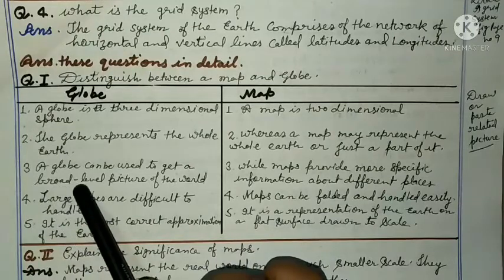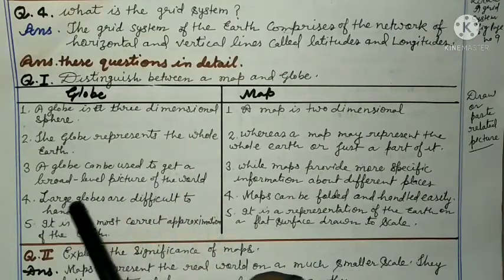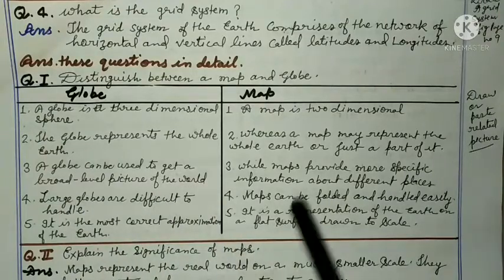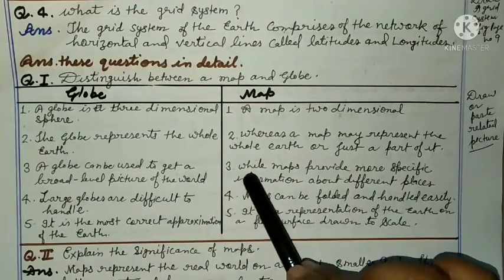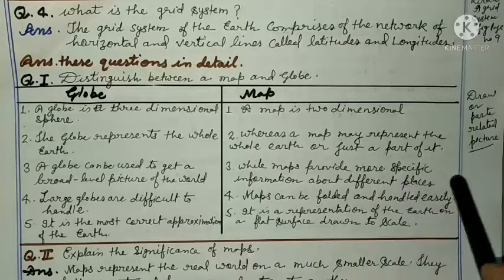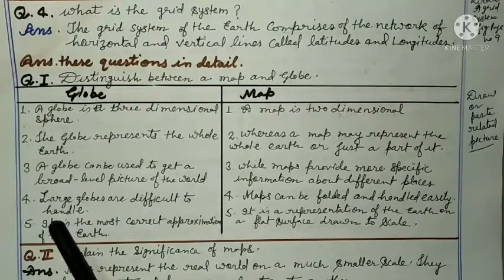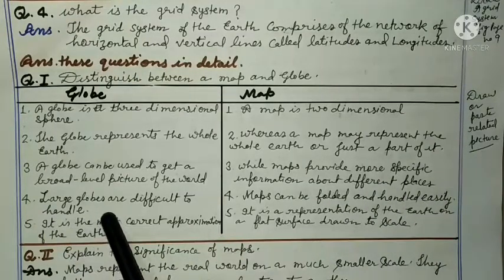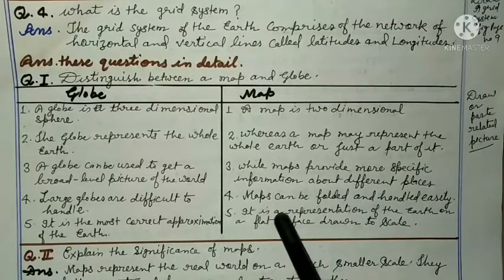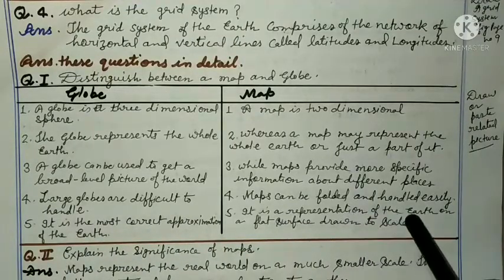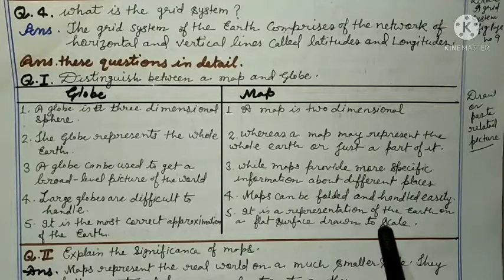Globe: a globe can be used to get a broad level picture of the world. Map: maps provide more specific information about different places. Globe: large globes are difficult to handle. Map: it can be folded and handled easily. Globe: it is the most correct approximation of the earth. Map: it is a representation of the earth on a flat surface drawn to scale.